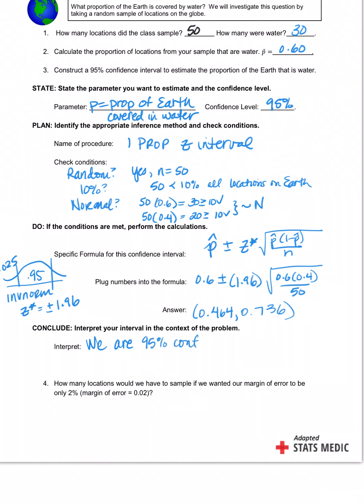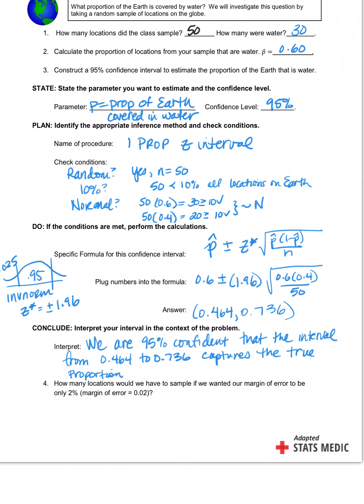95% confident that the interval from 0.464 captures the true proportion of Earth covered in water.